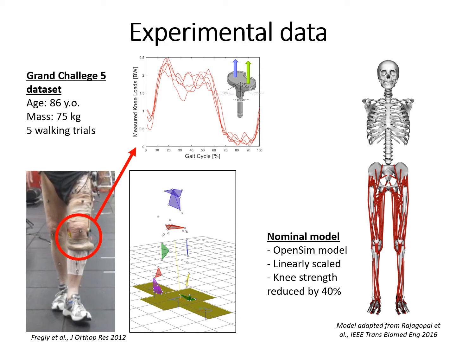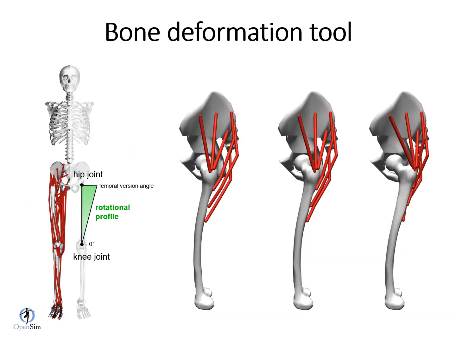We linearly scaled a modified version of the full body model by Rajagopal et al. to the anthropometry of this subject and reduced the strength of the muscles crossing the knee by 40% to simulate the weakness due to the knee surgery, as previously done in the study by Marra et al. We called this model the nominal model.